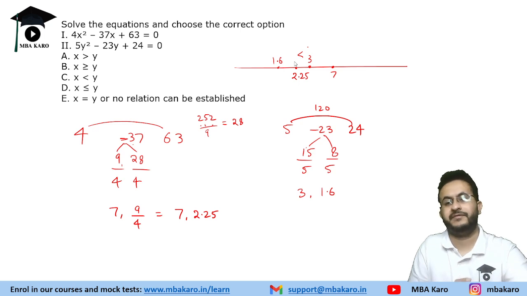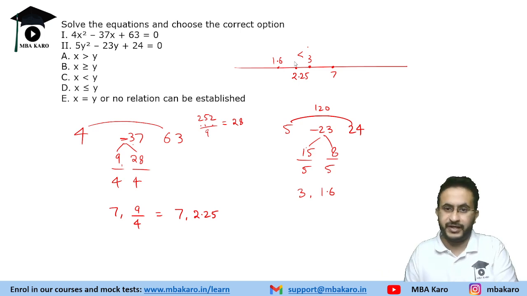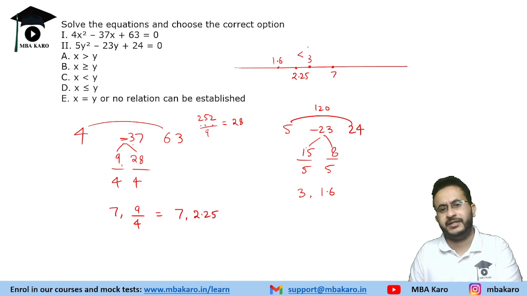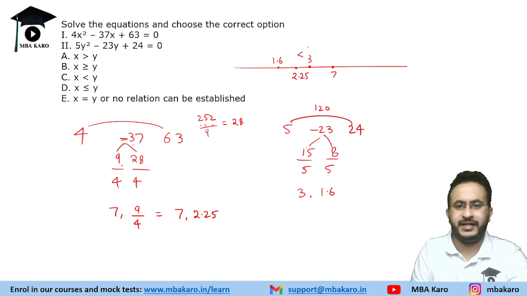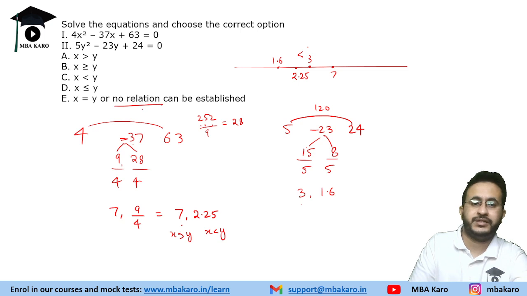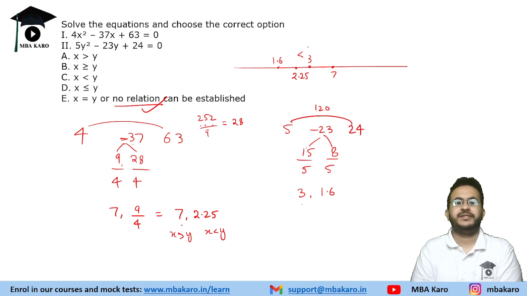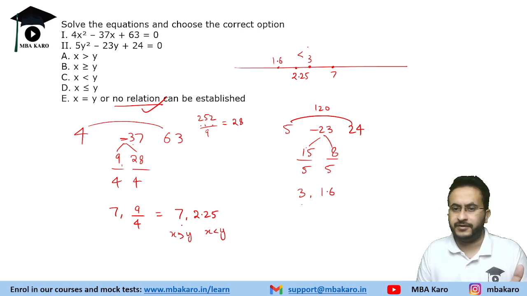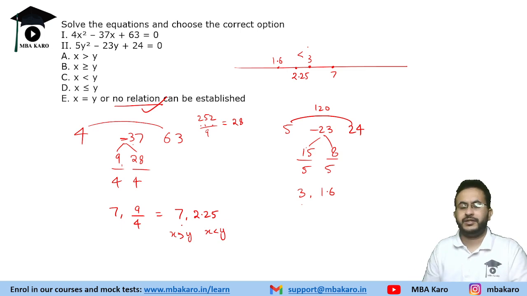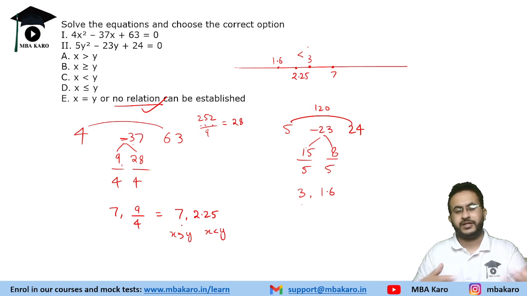So one value of y is between the two values of x, so we cannot determine the relation. So you will say that x is greater than y in this case, and in this case you will say x less than y, when comparing with 3. So again no relation can be established in this case, right? So the thing is, if you have quadratic equations wherein the coefficient is not 1, this is how we approach them.